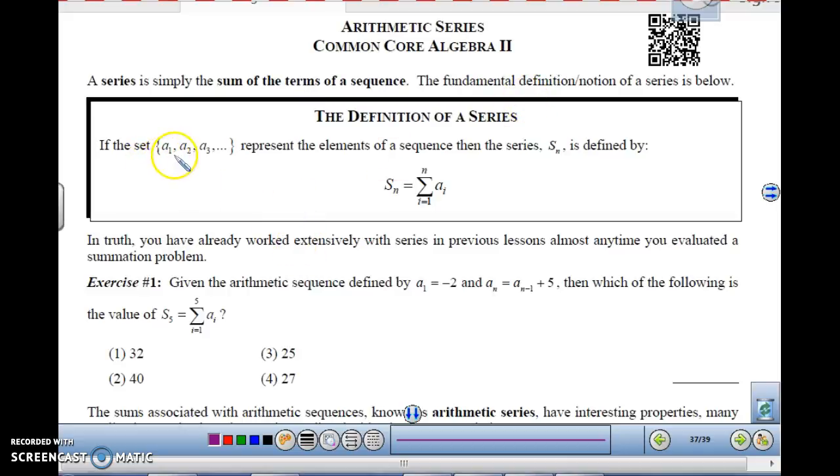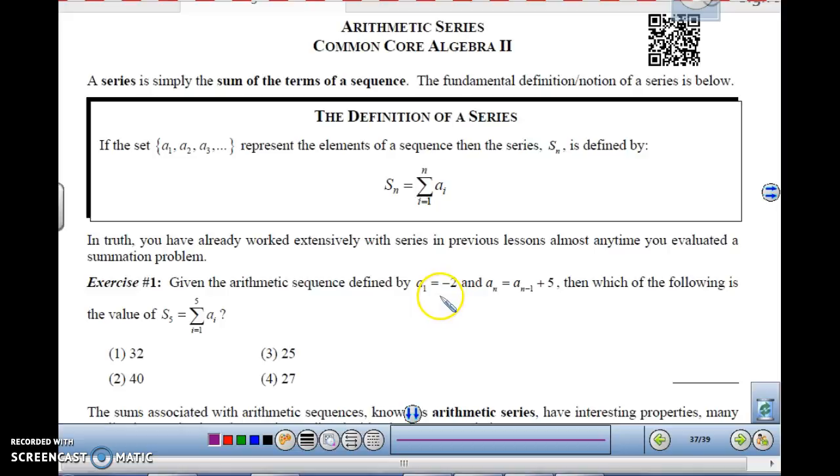So, if the set a1, a2, a3 represents the elements of a sequence, so these are the terms of the sequence, first term, second term, third term, then the series, S of n, is defined by S of n equals the summation of the first term to the nth term of the sequence added together. So you're going to add first plus the second plus the third plus the fourth plus the fifth and so on until you get to n number of your series.